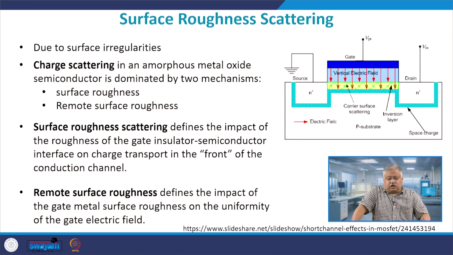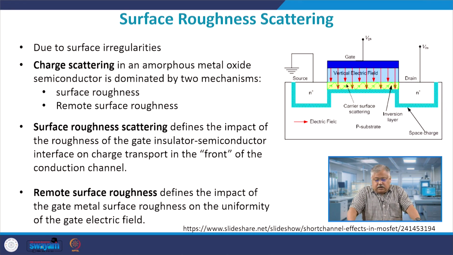Let me come to surface roughness scattering, and this is due to surface irregularities. This surface irregularity is again charge scattering based, surface roughness scattering based, and remote surface roughness based. What is surface roughness scattering? Let us suppose I have surface roughness, which means that there is a physical roughness of the surface, right, and therefore, there will be heavy collisions taking place here, and there can also be a remote surface roughness which will be occurring.